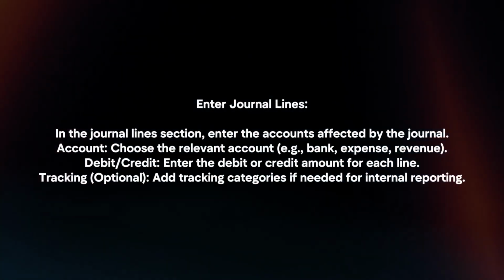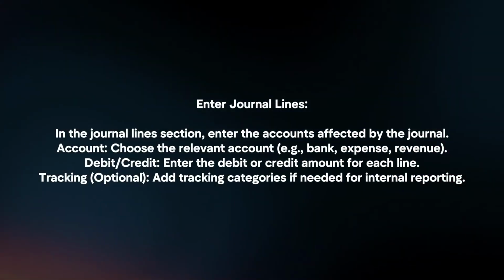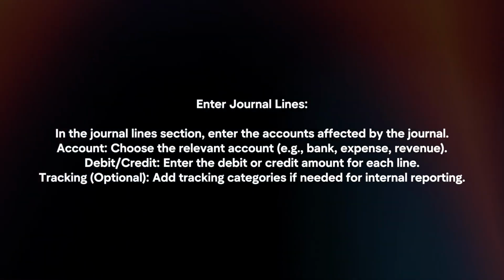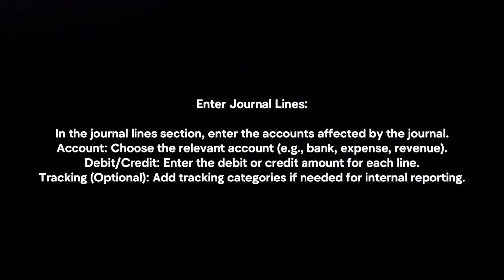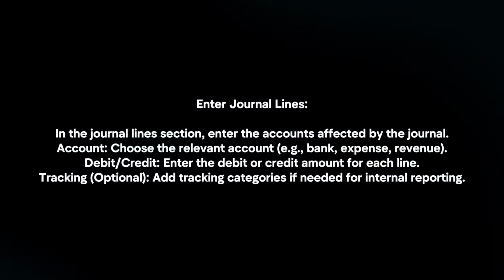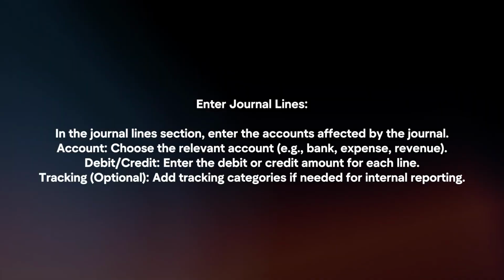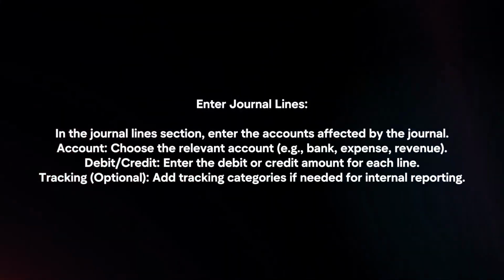Enter journal lines. In the journal line section, enter the accounts affected by the journal. Account: choose the relevant account. Debit or credit: enter the debit or credit amount for each line. Tracking: add tracking categories if needed for internal reporting.